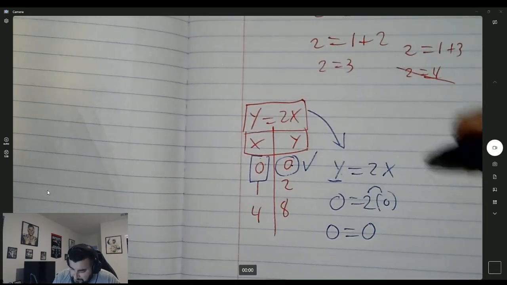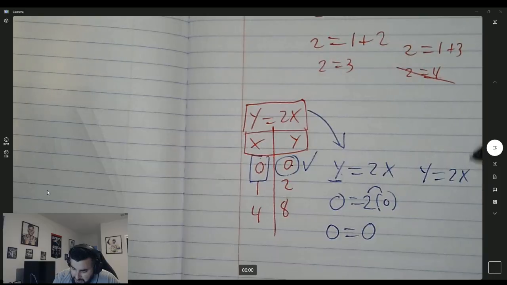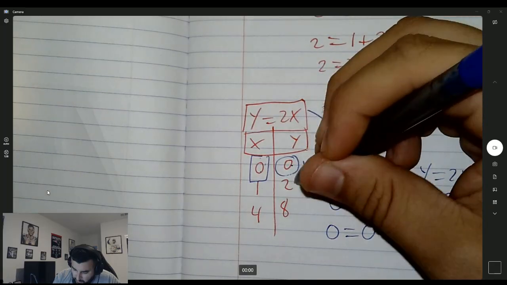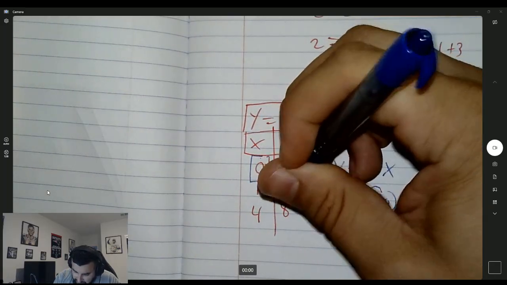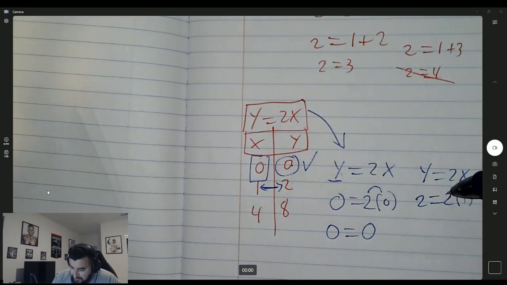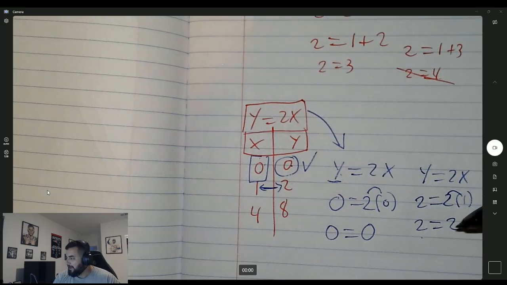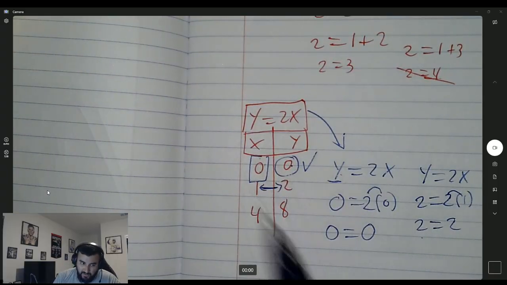Test the next one. I'll write my equation again. X is 1 this time, so we're going to put a 1 where the x was by substituting, and y is 2 this time. And the reason why I'm using these two numbers is because they're across from each other. Okay? So I get 2 times 1, so 2 is equal to 2. That is a true statement again. You guys see how that kind of works now? You're looking for true statements to check your work.